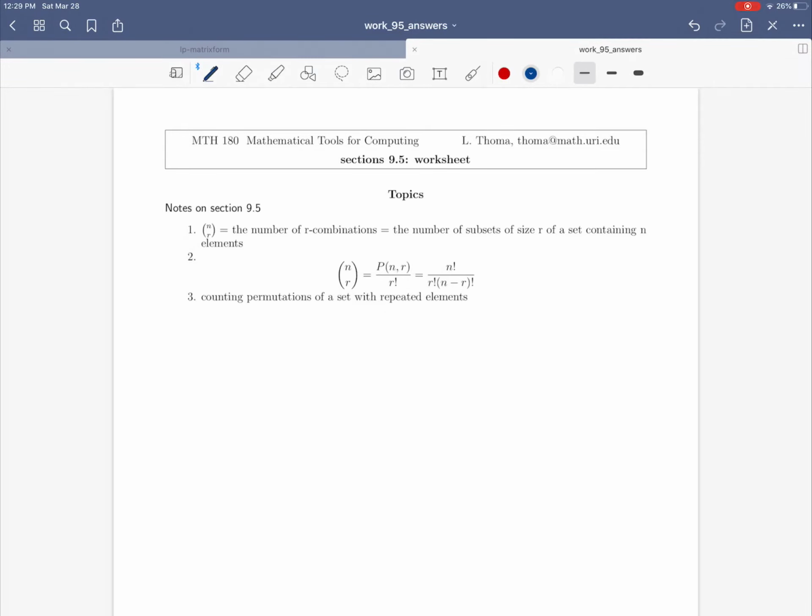Welcome to the worksheet for section 9.5. We will continue with counting.